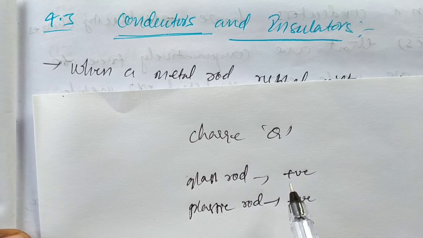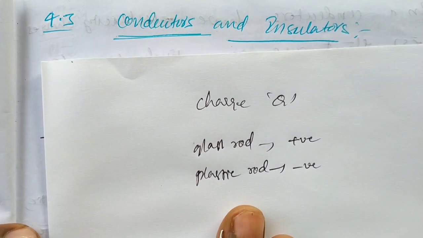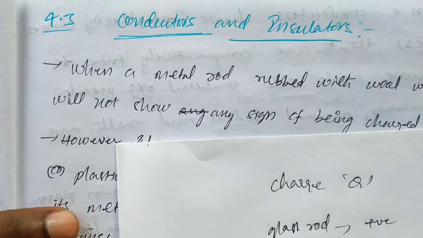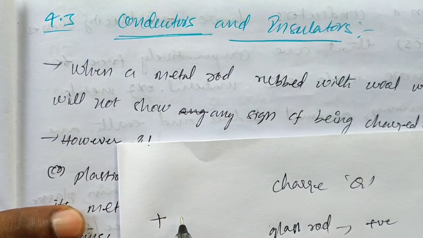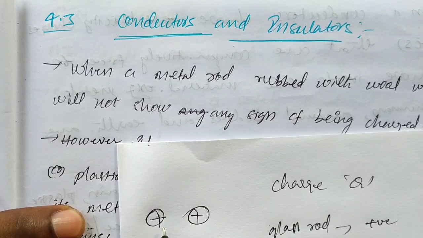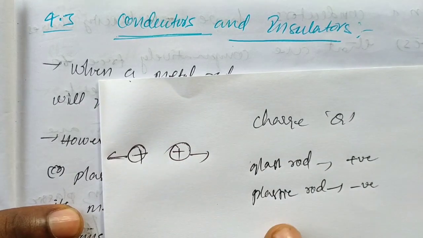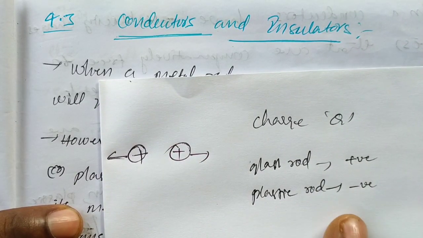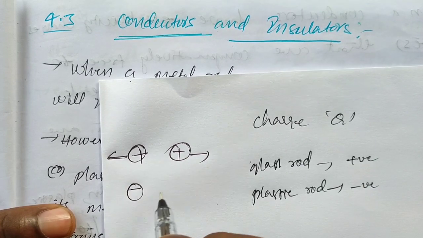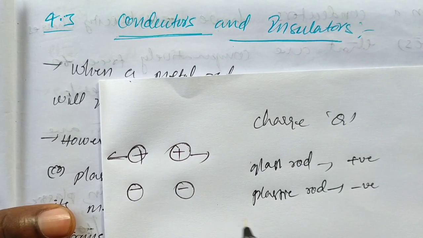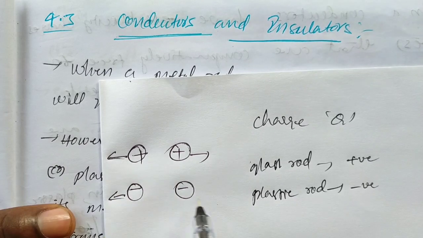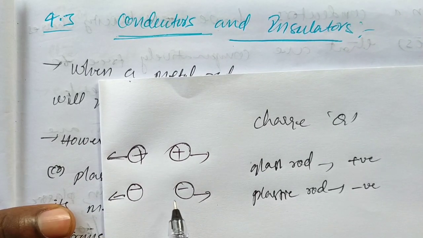Suppose two glass rods are kept near each other at a certain point, that means they have similar, like charges. Like charges means positive charges, and they repel each other. In the case of plastic rods, they have negative charges, that means two negative plastic rods can repel each other when kept at a small distance.